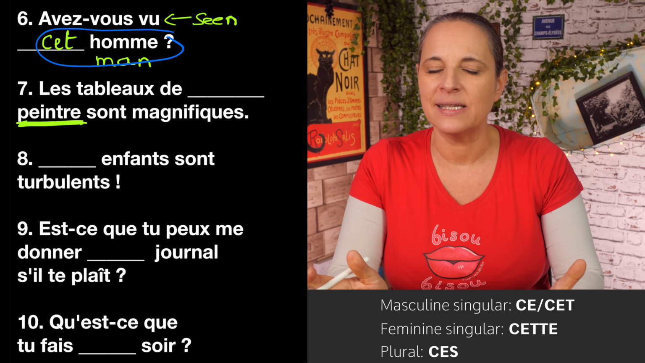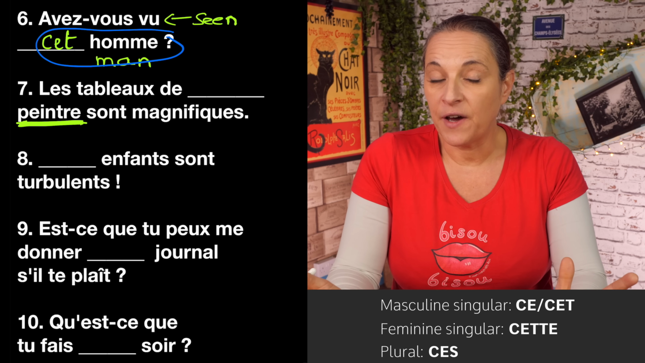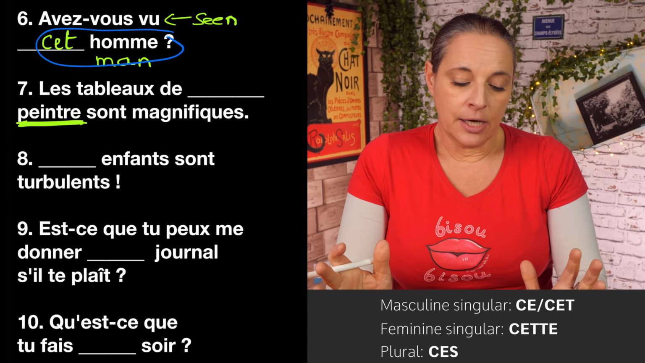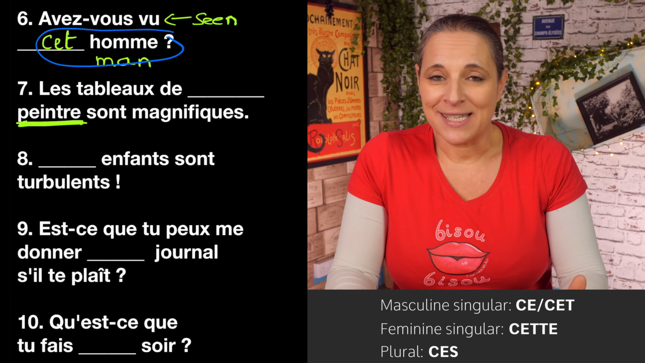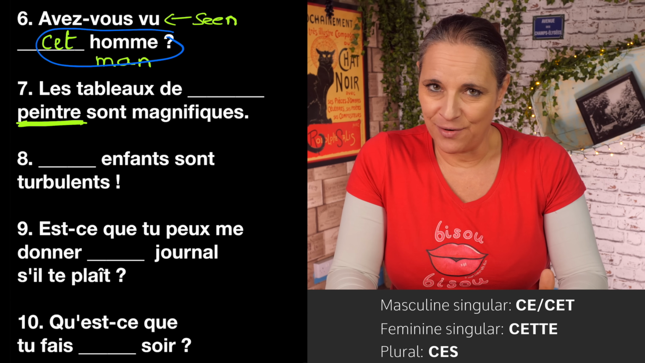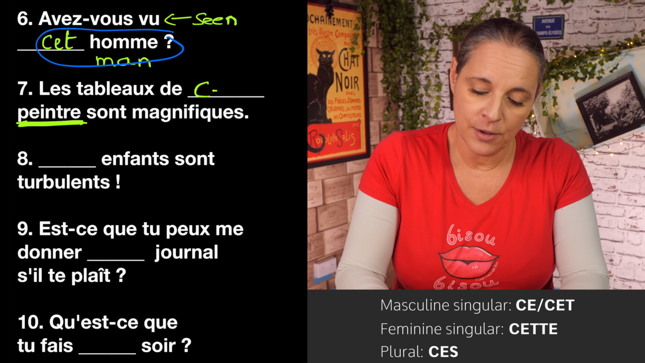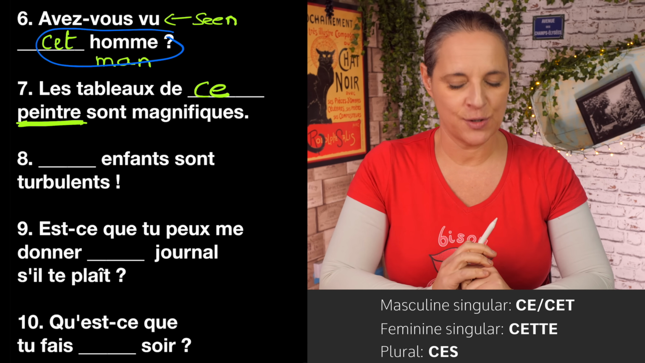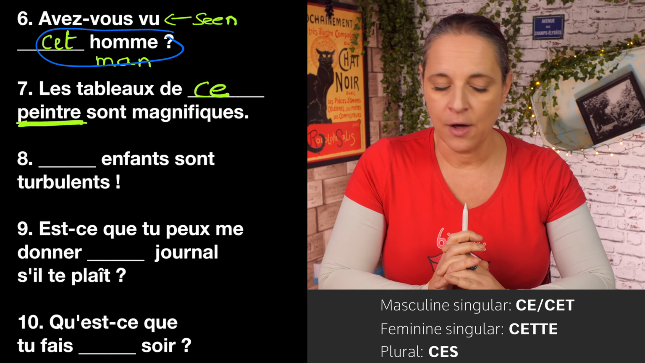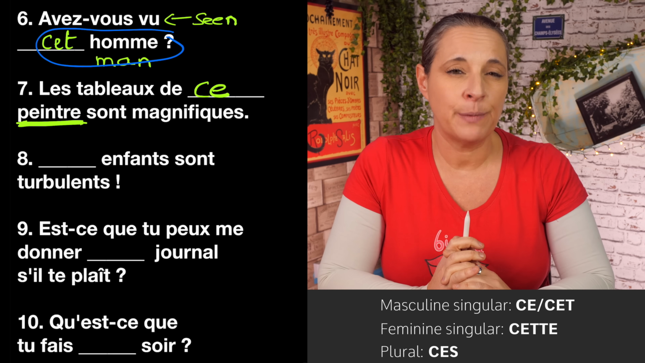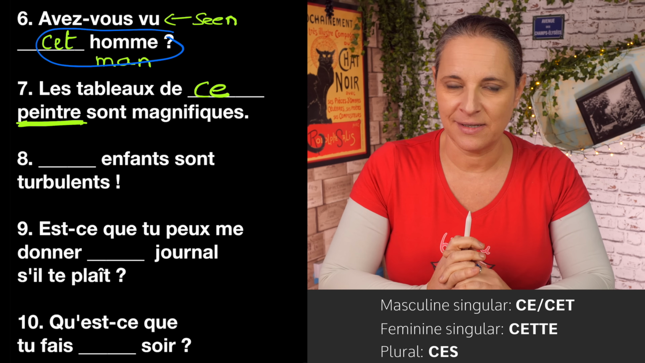Well, it can't be cet because it doesn't begin with a vowel or an H. It can't be cette because I've just told you it is a masculine word. And it can't be ces because it's not in a plural form. So it has to be ce peintre. Les tableaux de ce peintre sont magnifiques. The paintings of this painter are magnificent, okay?